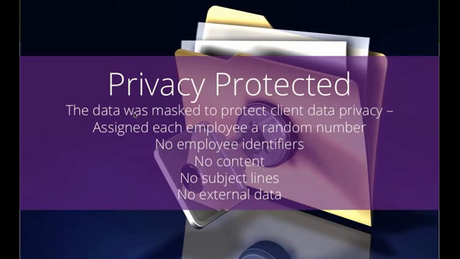What we do is we run this as a service. This data is masked to protect client privacy. We assign simply a number to each employee. It's just a random number, so we don't have any employee identifiers. We don't actually look at any of the content, including not looking at any of the subject lines, nor are we looking at any external data. But what we're doing is looking at around 90 days worth of data and understanding who's connected to who and how well are they connected and what that strength of relationship is based on our algorithms.